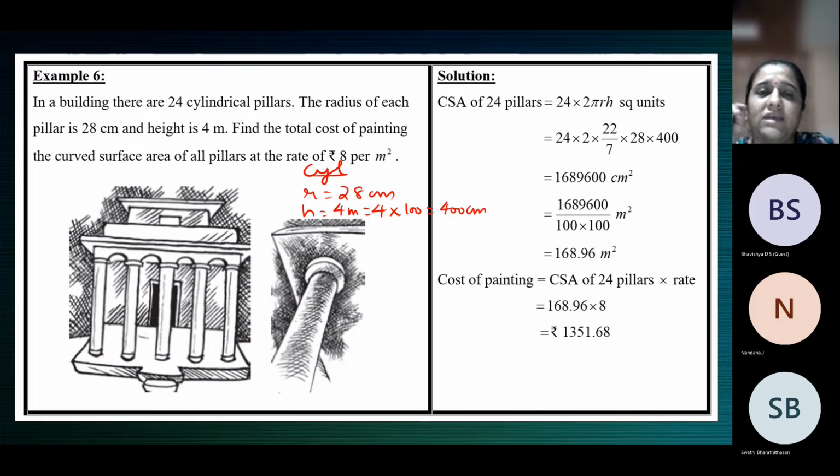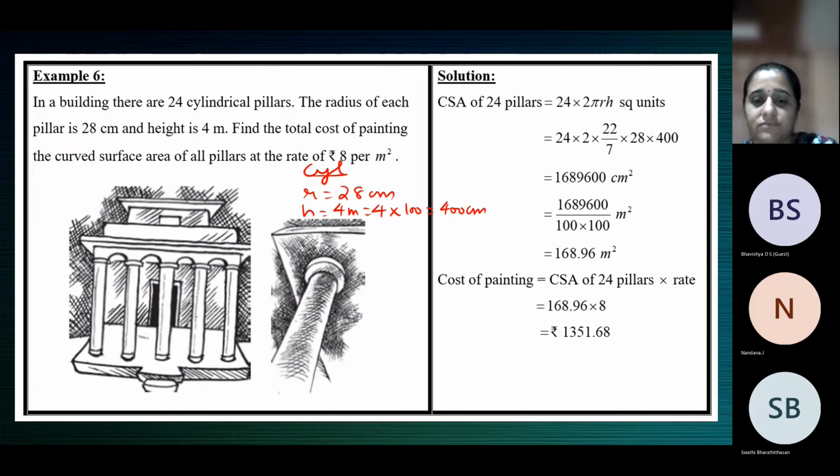So you will get the area in centimeter square. Now convert that to meter square. That's easy. Centimeter to meter is dividing by 100. For centimeter square to meter square, use 100 twice in the denominator. You will put 100 in the denominator to convert centimeter to meter; now put 100 twice in the denominator to convert centimeter square to meter square. And you get 168.96 meter square.